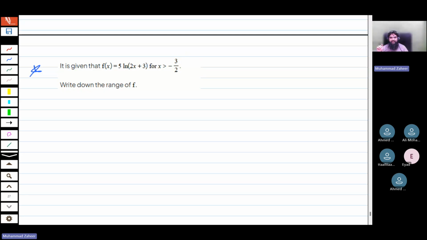The reason is that the logarithm doesn't take a negative value. The natural log is not going to take any negative value. They are always going to take a positive value.